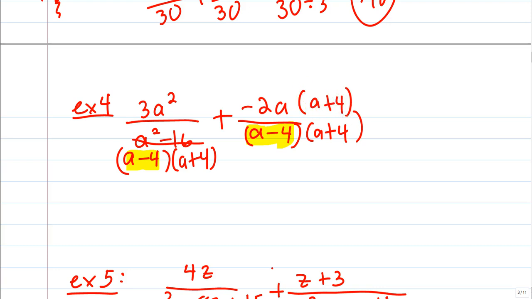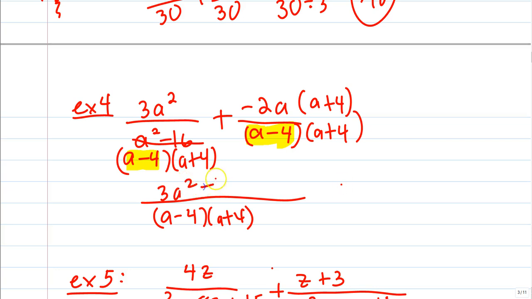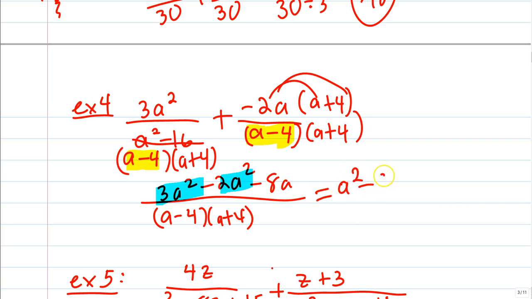So the way that I would write this now is that we have a common denominator of a minus 4, a plus 4. I'm going to keep that factor in case anything simplifies at the end. On the top, we are going to now treat it as one big fraction with 3a squared minus 2a squared minus 8a. That was this distributing to those two. Combining the like terms, we end up with a squared minus 8a.